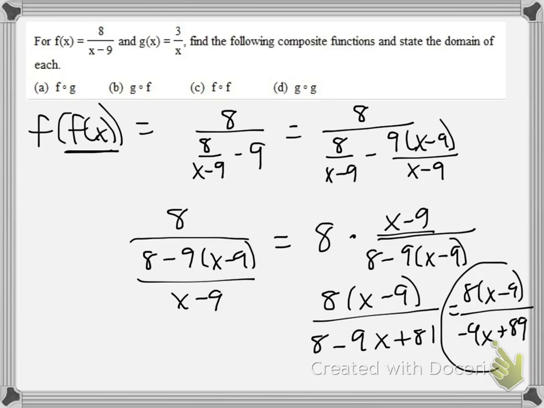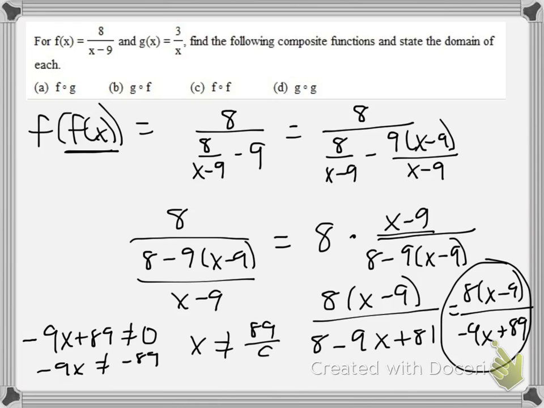And the domain of our composite function now. So we know that negative 9x plus 89 cannot be equal to 0. So negative 9x cannot be equal to negative 89. Divide both sides by negative 9 and we get x cannot be equal to 89 over 9. So our domain is the set of all real numbers, the set of all x's, such that x is not 89 over 9 and x is also not 9. Okay, so this time we had f of f of x. So the domain of f of x, the inside function, was important, and then the domain of our composite function.